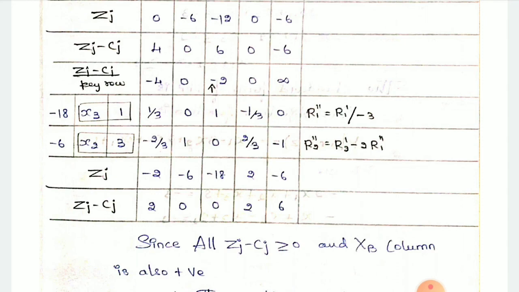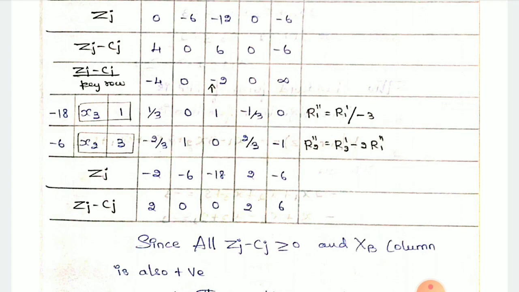So Zj minus Cj is equal to minus 2 minus of minus 4 is 2. Minus 6 minus of minus 6 is 0. Minus 18 minus of minus 18 is 0. 2 minus 0 is 2. 6 minus 0 is 6. So Zj minus Cj values will be positive. Next we have to come with the xb column. The xb column is also positive. In the dual simplex method we have to see that Zj minus Cj is positive, and also that the xb column is also positive.